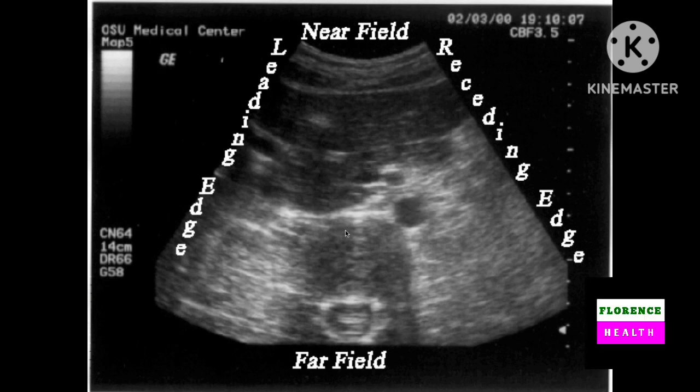Again I am telling, whatever is struck first by the beam is near field, that is anterior part. Whatever is struck last by the beam is posterior part, that is far field. Anterior part is known as near field and posterior part of the image is known as far field.